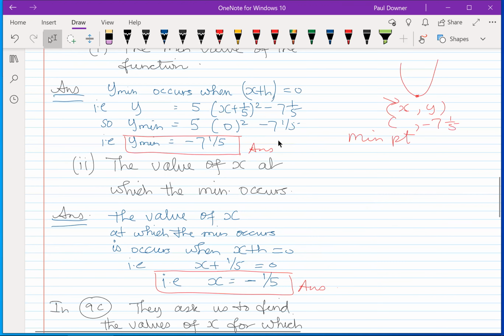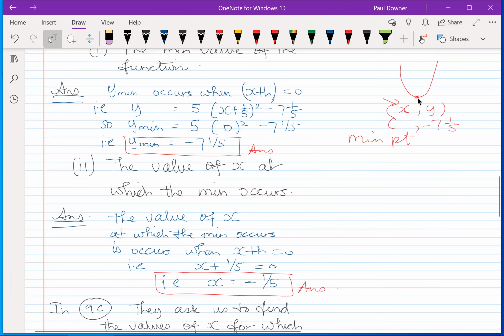So if I go up here and this was my minimum point, the value of x that has to go here will be negative 1/5. Good. So the coordinates of this minimum point on the curve are y negative 7 1/5, and the x value here is going to be negative 1/5.